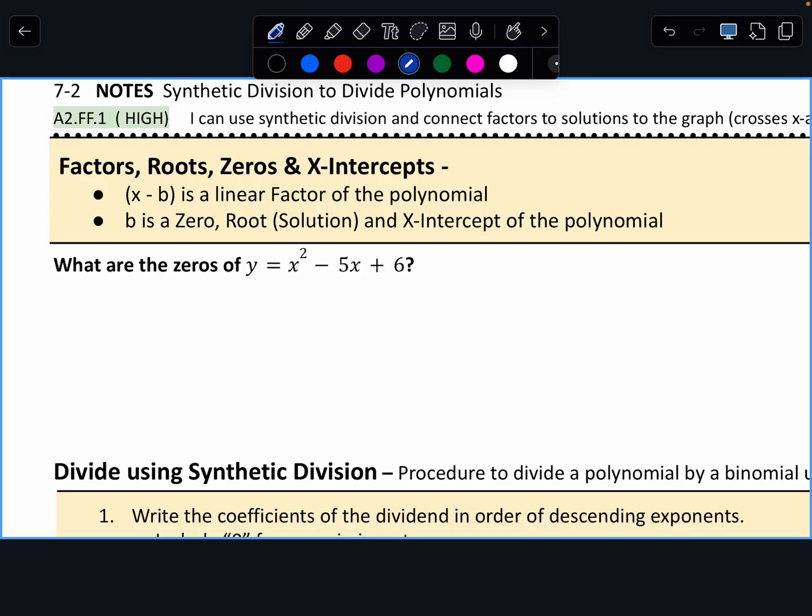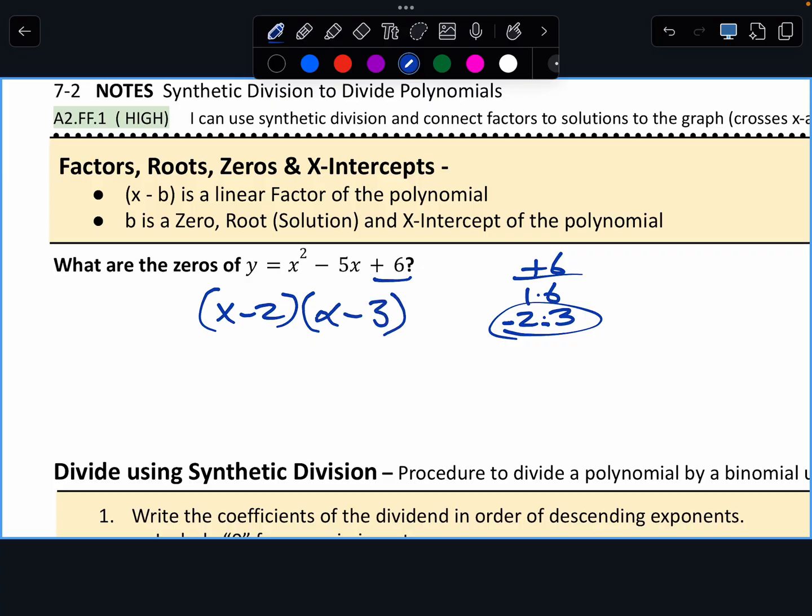To do that, we ask, what two factors of positive 6 give us the middle, negative 5? Since it's positive, they need to add to get 5. So it's going to be 2 and 3, where both of them are negative. That would be x minus 2 and x minus 3. Now, keep in mind, that is the factors, not the zeros. To get the zeros, you set it equal to 0. For both of those, you get x equals positive 2 and x equals positive 3. So that would be your zeros.